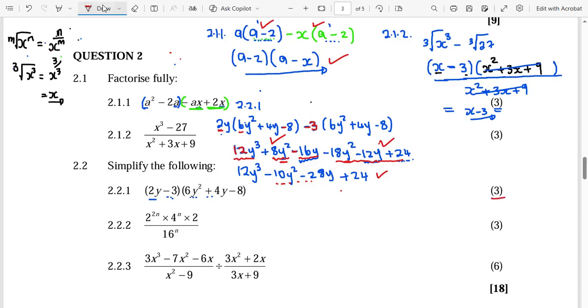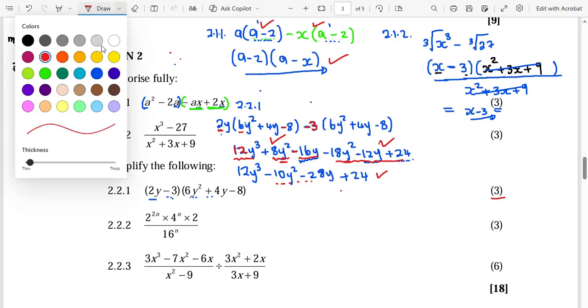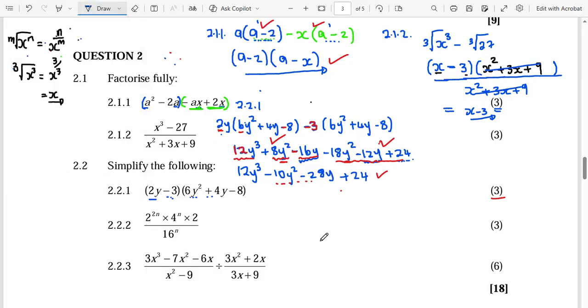Right. Okay, let's look at the next one. This one has to do with exponents. Ladies and gents, when you work with exponents, especially this type of exponent, make sure that you work with the same base. Look at the smallest base, which is 2 on this question. You need to check, can I change 4 to base 2?